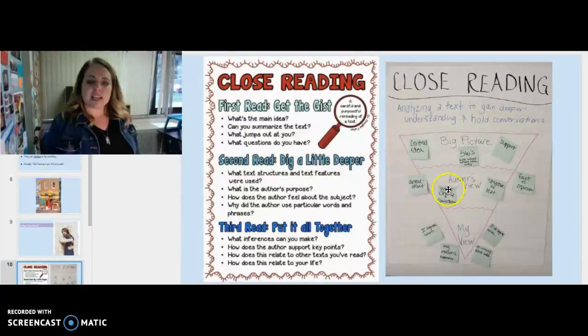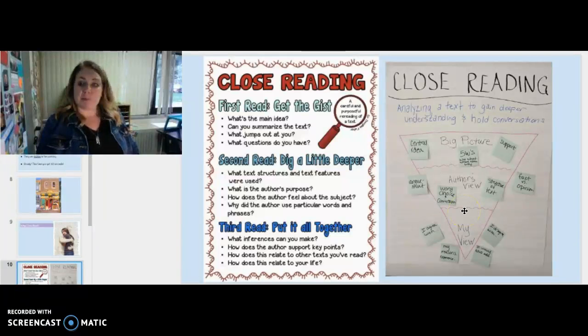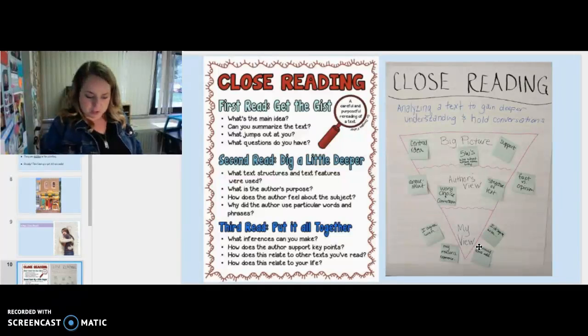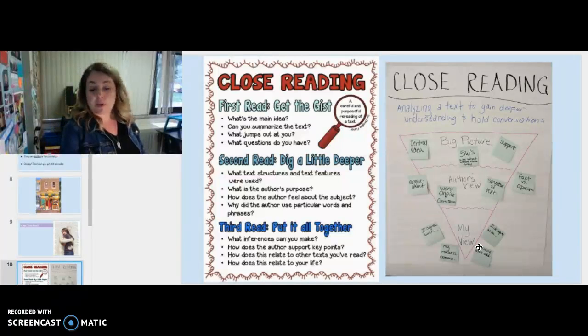And then the second time you read, it's more about the author's view, and you're kind of getting into that middle level of looking at specifics. And then that last time, it's about internalizing it and turning the topic of the article and the information in the article or the text onto yourself and thinking about your own views and your own perspective and your own outlook. So that's a really powerful image for you to think about whenever we talk about close reading.